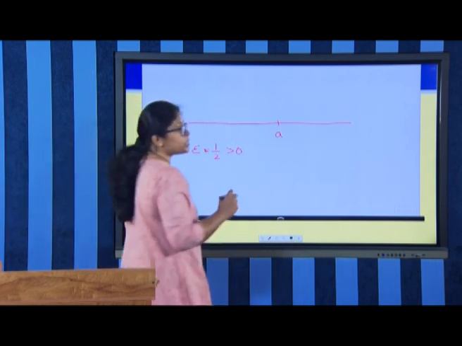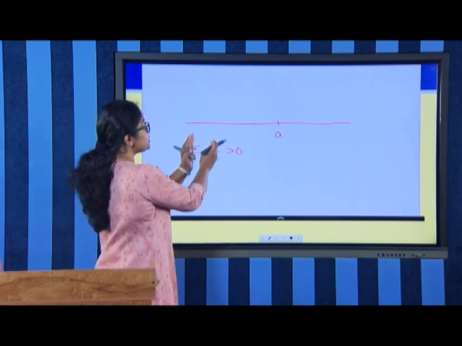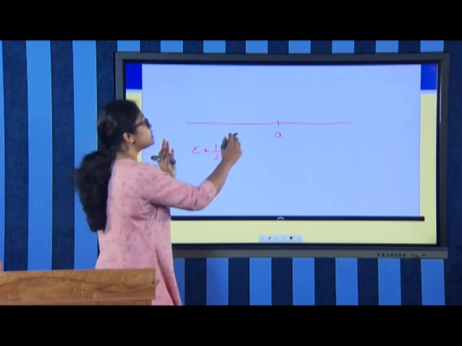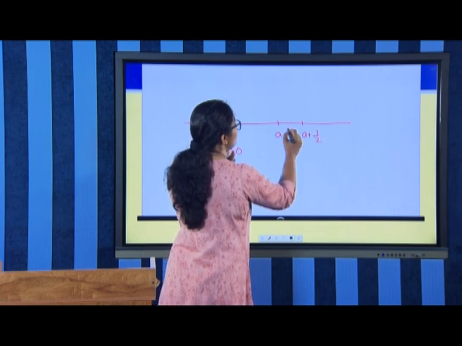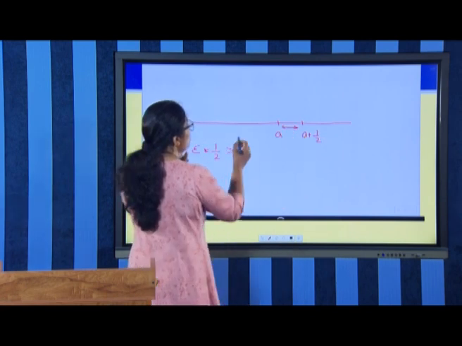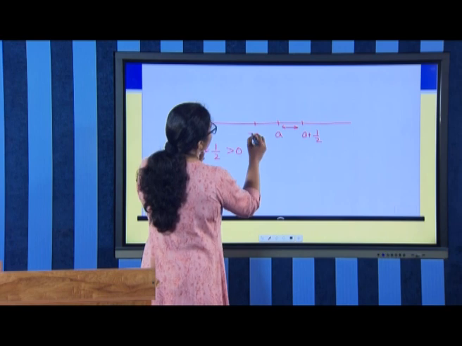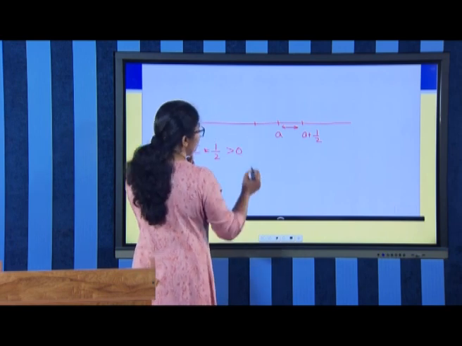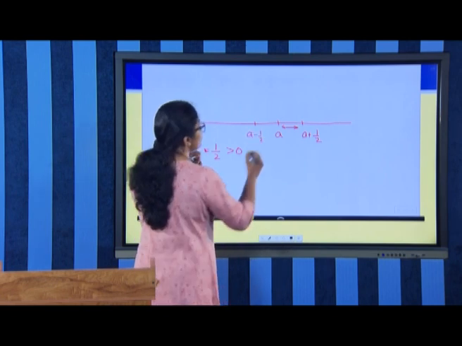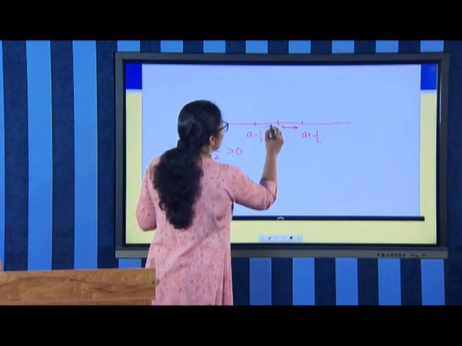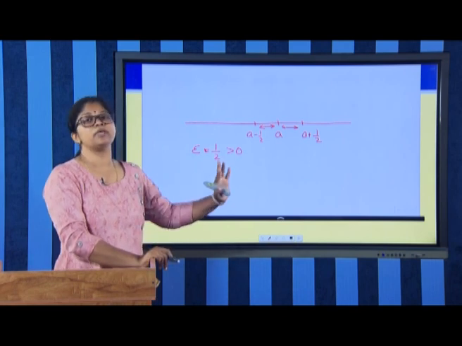There are only two options for the real numbers to exist on a real line near A at a distance maximum half apart, that is, either it can be somewhere up to A plus half, in this region, or it can be somewhere in this region, A minus half. So, it can be either somewhere here or somewhere here. So, the maximum distance from A is expected to be half.